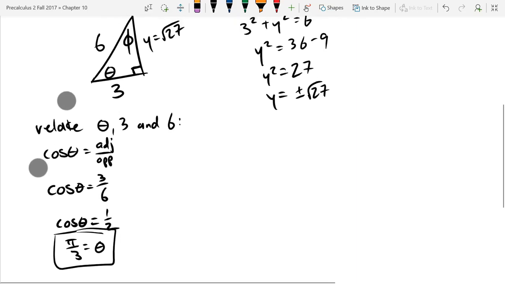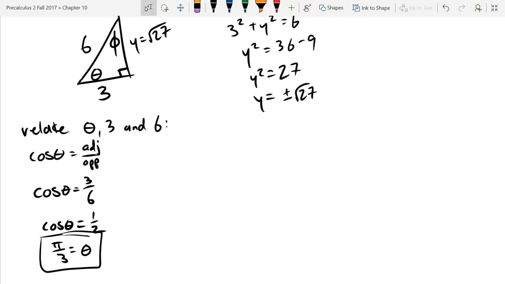How do I figure out phi? There's at least two ways to do it. We can go with the angle sum. All three angles need to add up to pi. That's one way to do it.